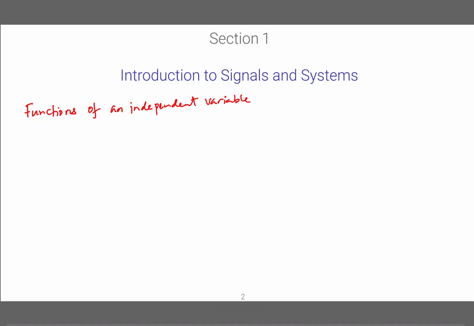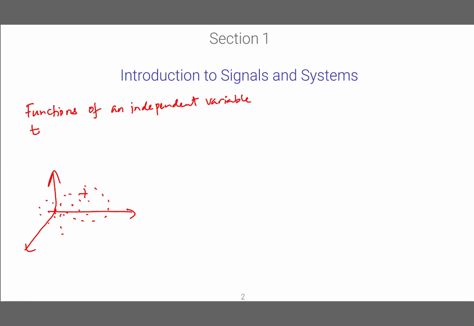So usually we call this independent variable time because we consider functions of a single variable in this course, but there can be situations where this function is actually a function of more than one variable. For example, think about this situation where we consider the temperature variation at the different points of the atmosphere. So the temperature is a function of the location and the height coordinate in the atmosphere.